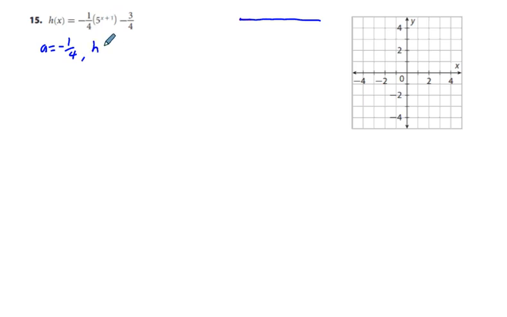H is equal to, we have x plus 1. So that's going to be x is equal to x minus -1. So h is equal to -1, and k is equal to -3/4. I'm just going to write that equation here. So y equals -3/4. That is going to be our horizontal asymptote.